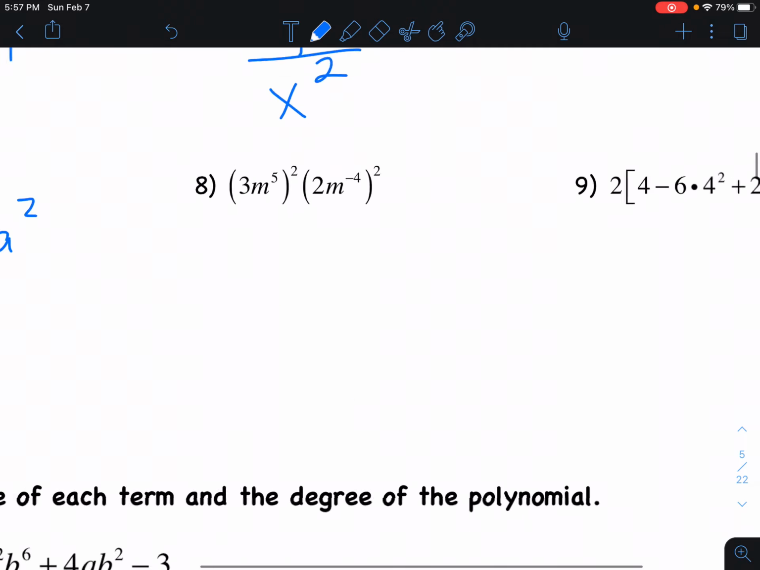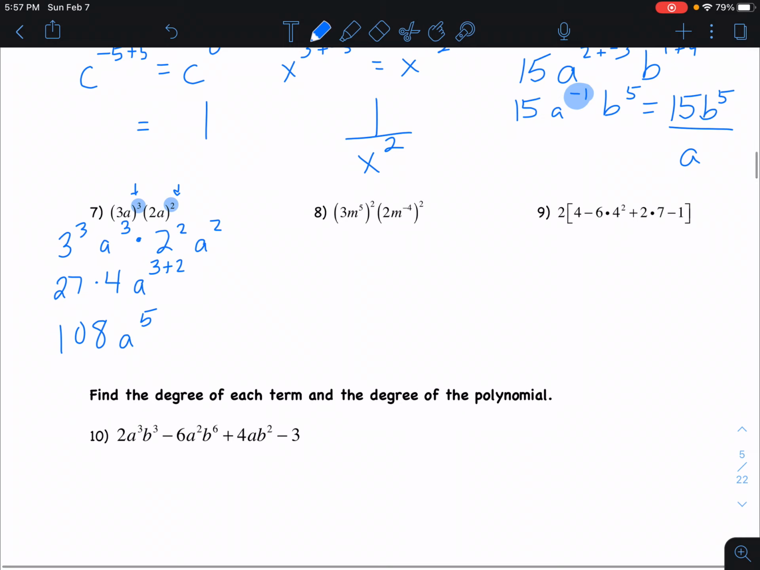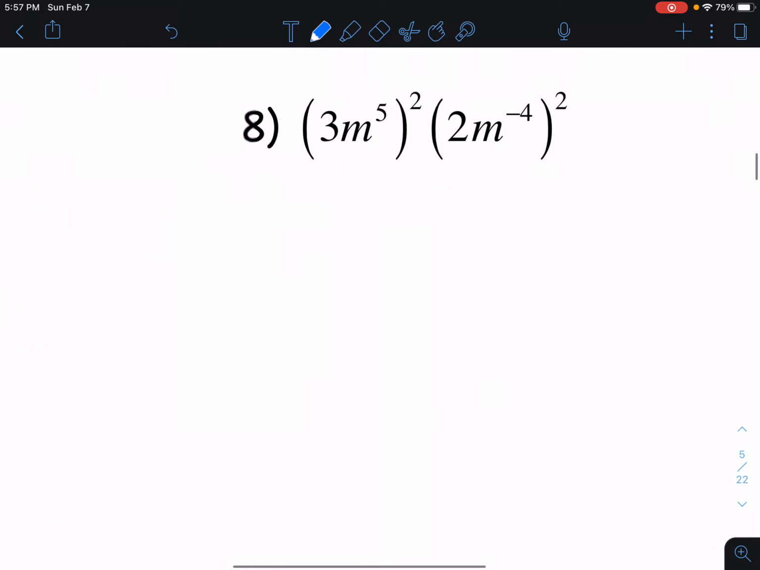Letter B, just very similar to letter number 8. Number 8 is very similar in the beginning. The first step is just like number 7. What you need to do is apply the exponents first to each of their sets of parentheses. So this would be 3 to the second.